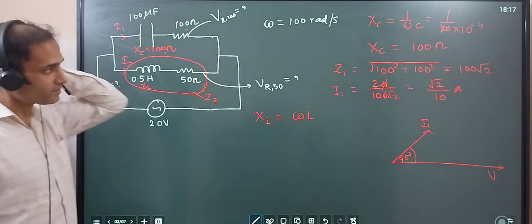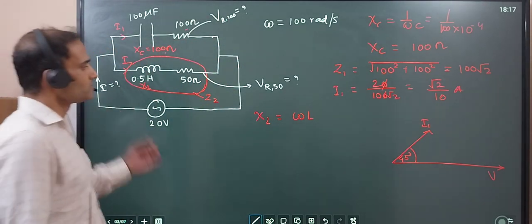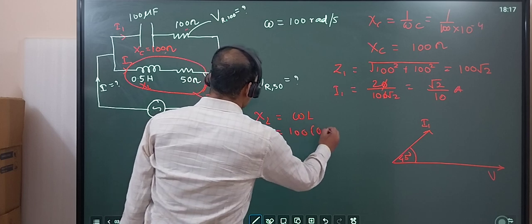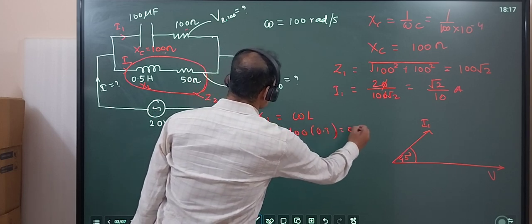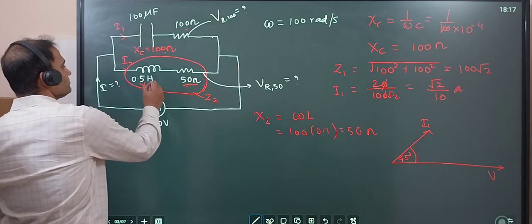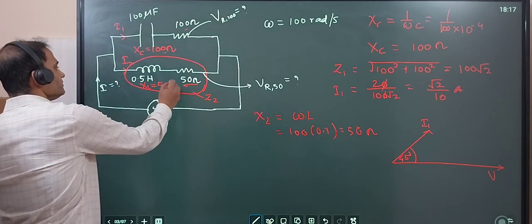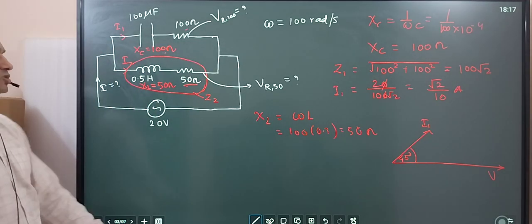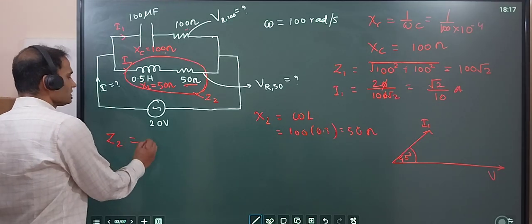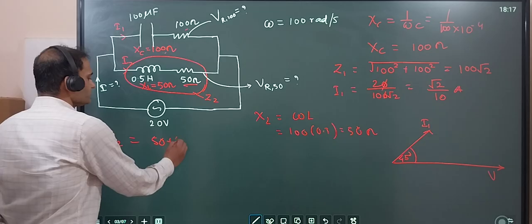Omega value is given 100. So omega is 100, L is 0.5, this will become 50 ohm. Now this is also 50 ohm, this is also 50 ohm. That means total impedance, I will call it Z2, will be 50 root 2.